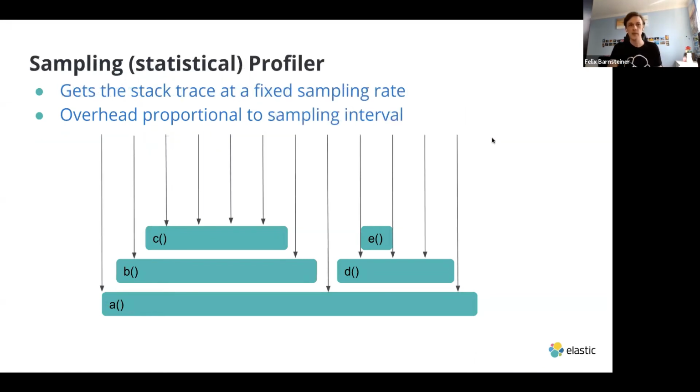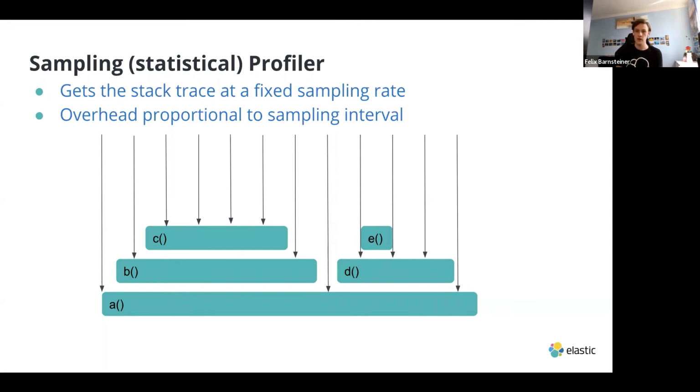So then we have a sampling profiler, also sometimes called a statistical profiler. That basically works by looking at the stack trace at a fixed sampling rate or sampling interval. And that is basically the configuration option I showed you earlier where I set the interval to 10 milliseconds for the Spring Boot application. And so here the overhead is only proportional to the sampling interval. So the more accurate information we want to get, the smaller the interval, but also the higher the overhead.